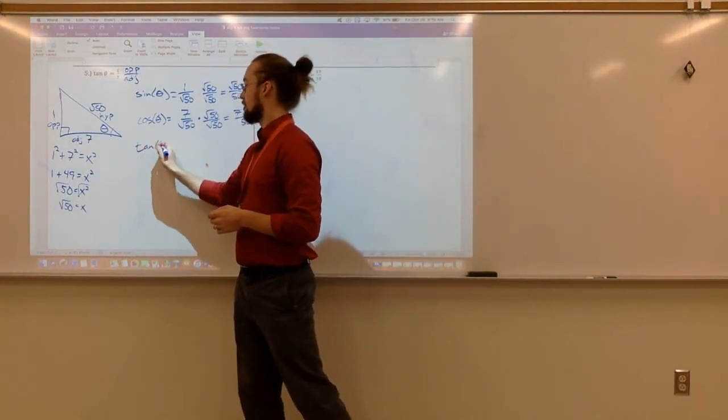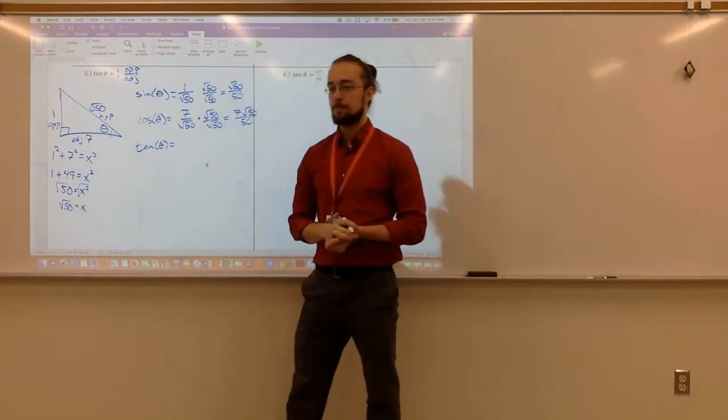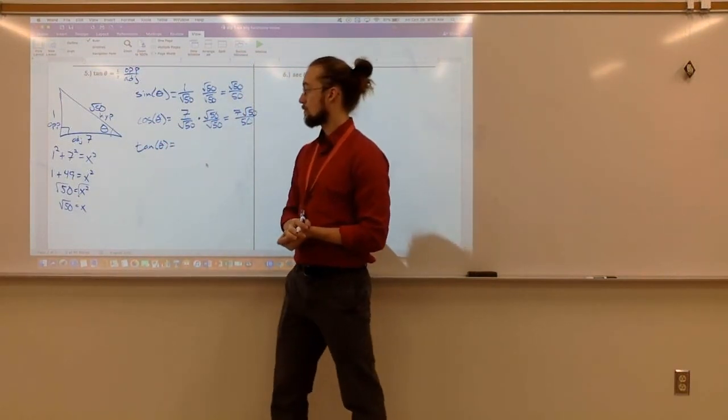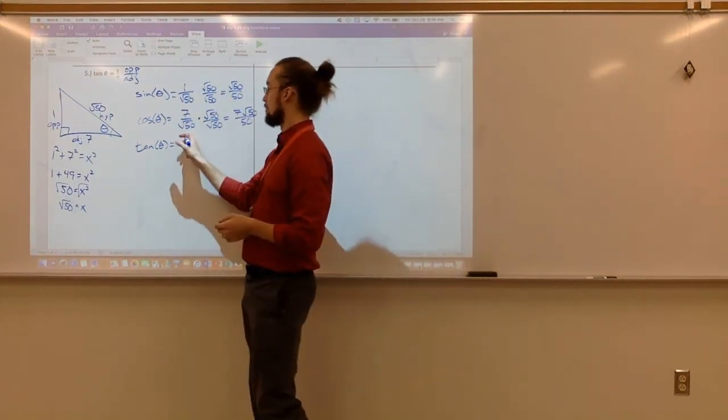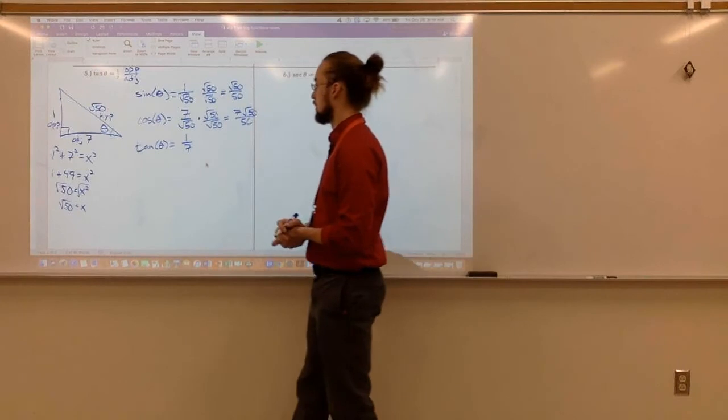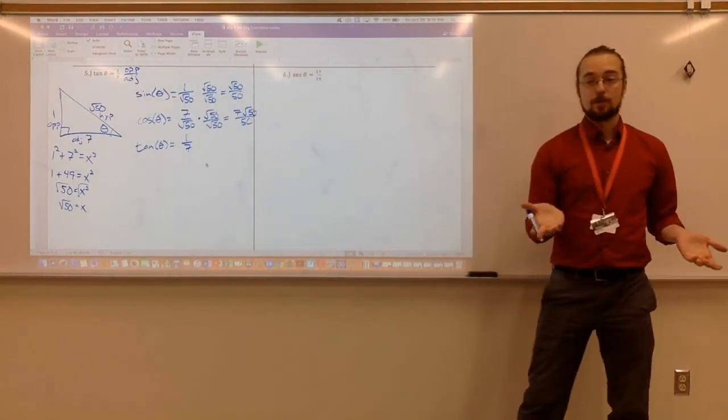How about tangent? Opposite over adjacent. So 1 over 7. And I'm done, right? I don't have to do anything else with that.